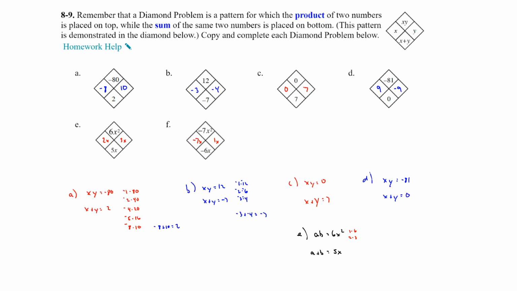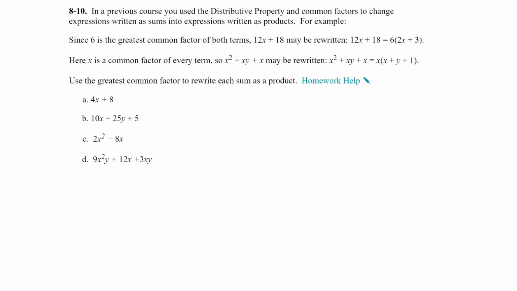Question 10. In a previous course, you used the distributive property and common factors to change expressions written as sums into expressions written as products. For example, since 6 is the greatest common factor of both terms, 12x plus 18 may be rewritten as 12x plus 18 equals 6 times 2x plus 3. And if you think about the distributive property, that's your 12x, and there's your 18.